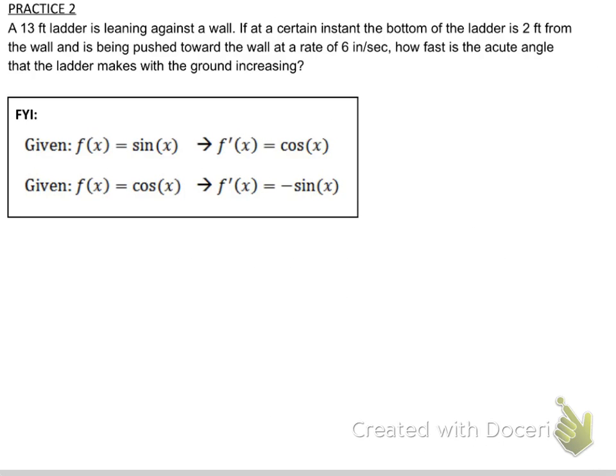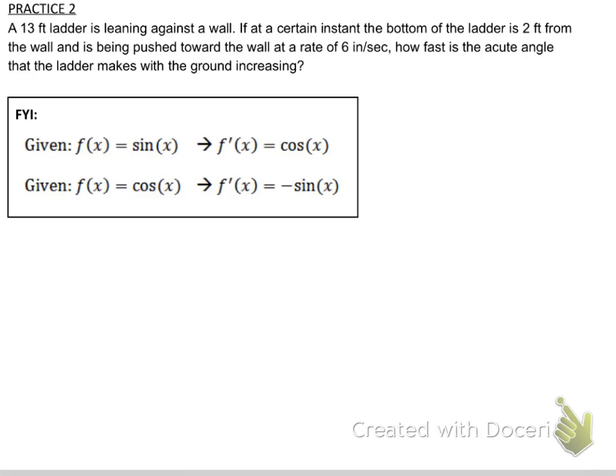Alright, so practice 2. A 13-foot ladder is leaning against the wall. If, at a certain instant, the bottom of the ladder is 2 feet from the wall and is being pushed toward the wall at a rate of 6 inches per second, how fast is the acute angle that the ladder makes with the ground increasing? So this is a new type of problem because we haven't done anything with angles before.